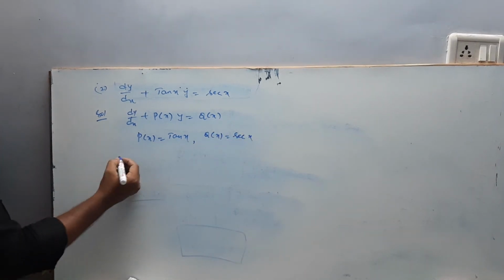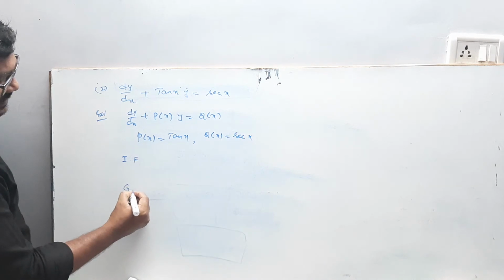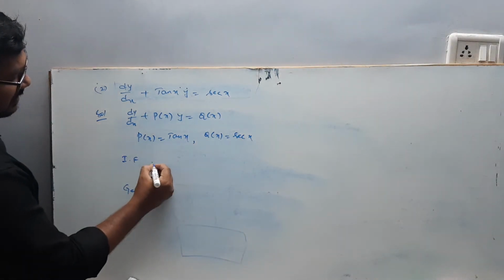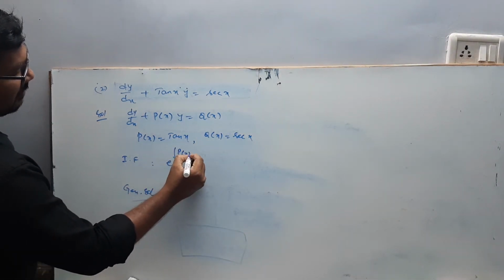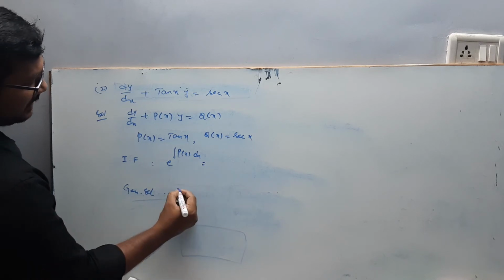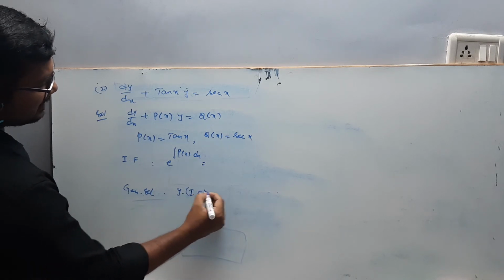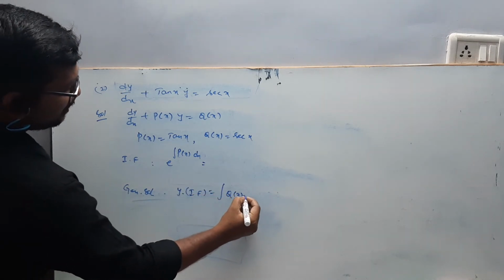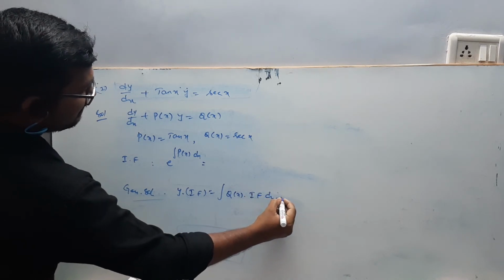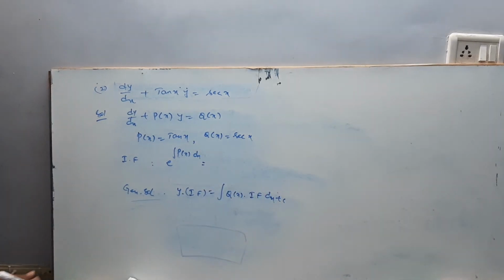Okay, now the integrating factor and the general solution: e power integral p of x dx. It is y into integrating factor is equal to integral q of x into integrating factor dx plus c. Please substitute the respective values and calculate the integration. Okay. Now I have another question.